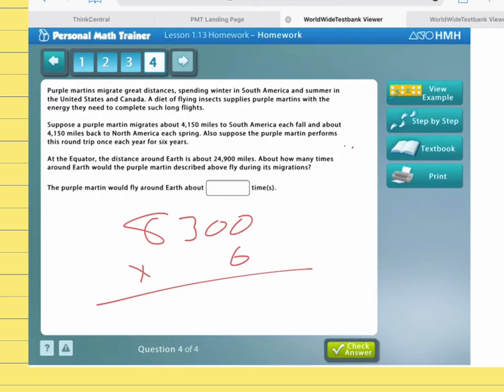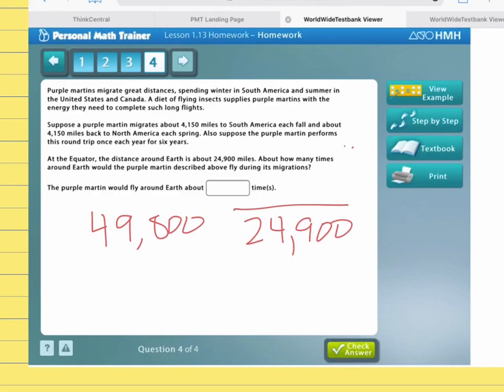Next, we'll figure out how far they go in 6 years. So I'm going to take that 8,300 miles and multiply that by 6. You can use a calculator when you do this type of work because it's more about the procedure and the process than the actual answer. But I'm pretty good at multiplication, so I'm just going to do it manually. 6 times 3 is 18. Regroup that. 6 times 8 is 48, plus 1 is 49. So in those 6 years, they would travel 49,800 miles.